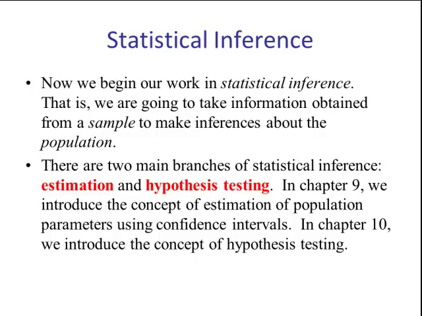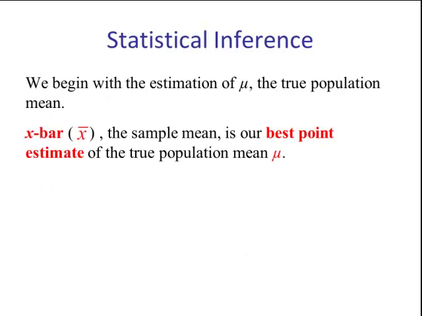There are two main branches of statistical inference: estimation and hypothesis testing. In Chapter 9, we introduced the concept of estimation of the population parameters using confidence intervals. In Chapter 10, we introduced the concept of hypothesis testing. We will begin with the estimation of mu, the true population mean.